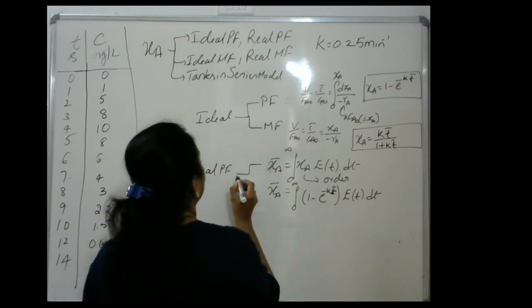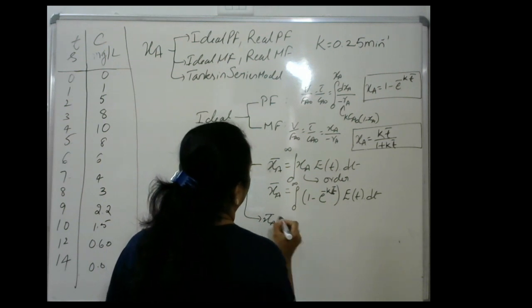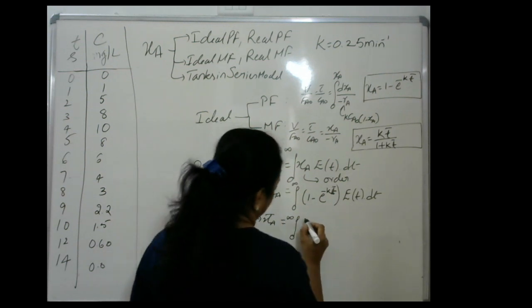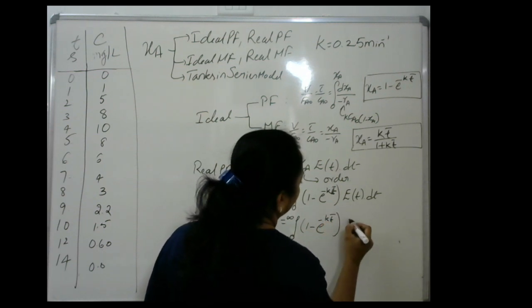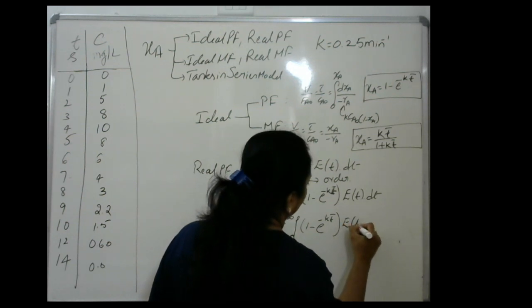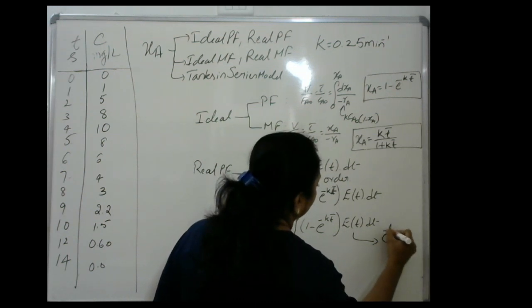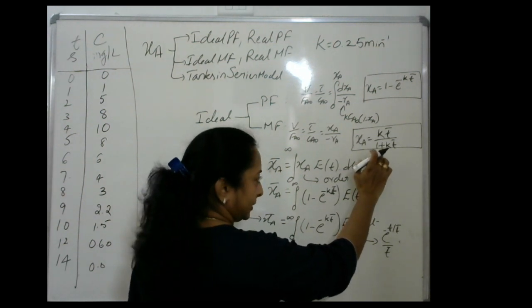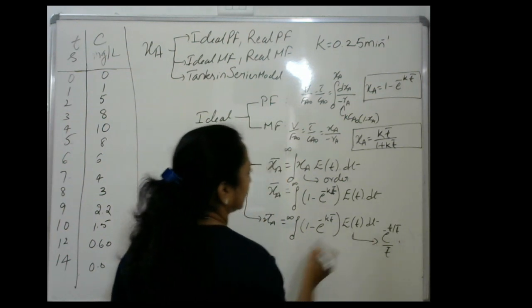Okay. So same here with MF. Xa bar is equal to integral 0 to infinity, this is also the same, it is minus Kt bar. And this E of t you have proved for a CSTR. What is that? E to the power of minus t by t bar, and you have developed an equation in that form. You can use that form of the equation directly, or you can use this equation.